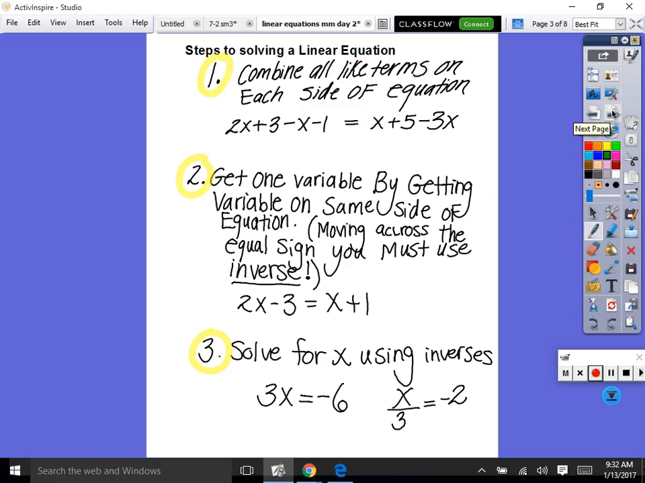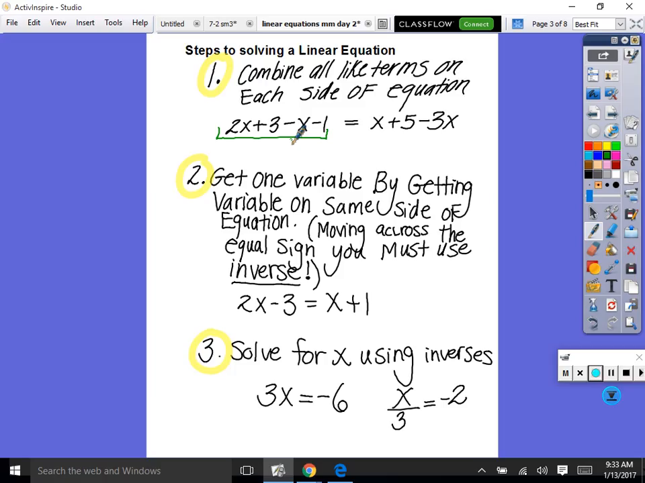Okay, now let's put it all together. These are literally the step-by-step instructions on how to solve a linear equation. The first thing you're going to do is combine all like terms on each side of the equation. So look at my example and focus. Do you see how on this side of the equation, we have 2x and negative x?